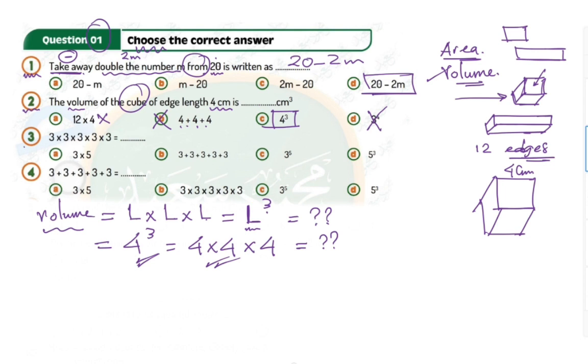Question number 3, we have repeated multiplication. Repeated multiplication is exponent or power. How many 3? We have 3 by 3 by 3 by 3 by 3. 1, 2, 3, 4, 5. So the power here is 5. So that is the right choice.